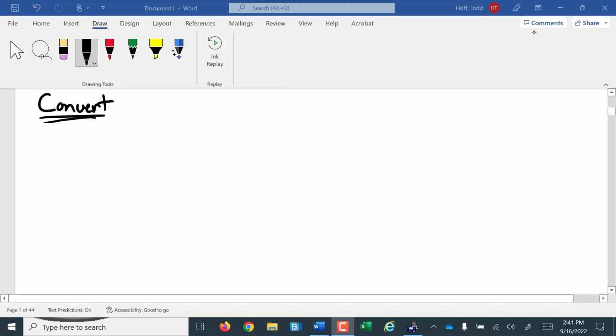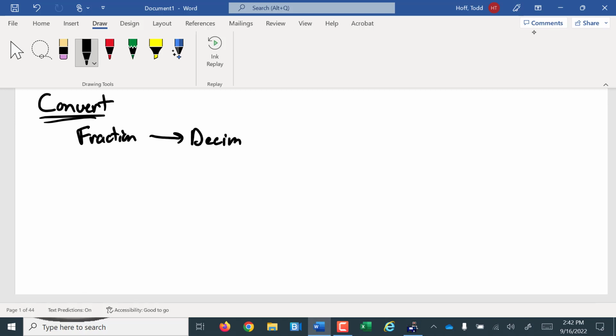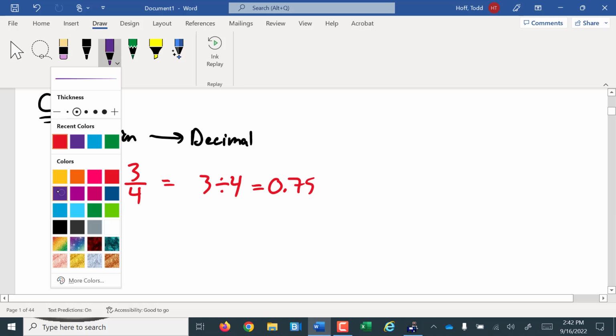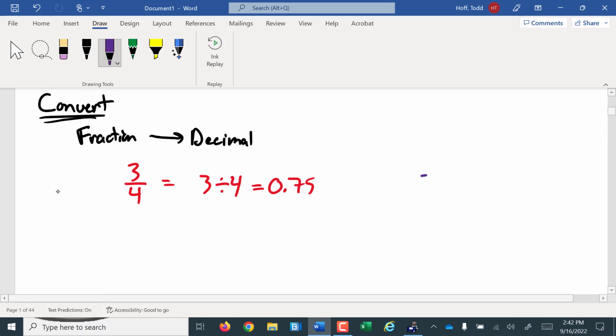So I want to talk about converting next. We'll start off with converting a fraction to a decimal. We've mentioned that a fraction and a division problem are interchangeable. So 3/4 can be thought of as 3 divided by 4. And of course that gives us what decimal? 0.75. Most of us knew that one. We didn't have to calculate it out. But if we did need to calculate it out, we could do the long division like this. 3 divided by 4.